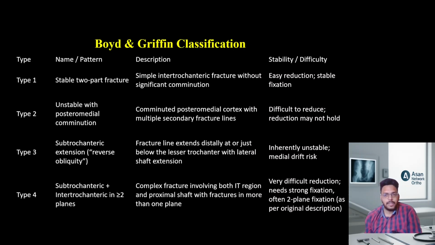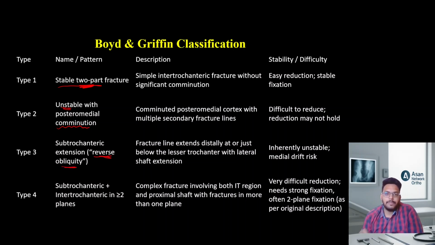Here it is based on the fracture pattern. So first, type 1 is a 2-part stable fracture. It's only a 2-part stable fracture. Then type 2 is an unstable fracture with comminution, posteromedial comminution. Type 3 is the most important, that is reverse oblique fracture.